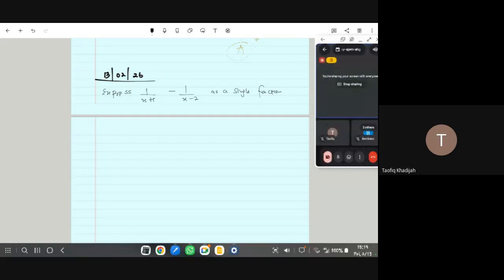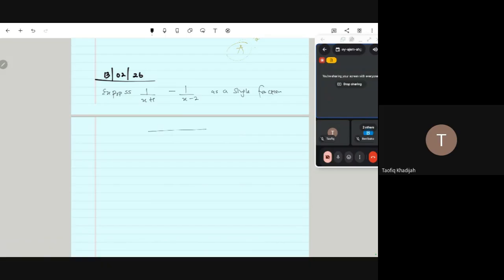Algebra is a combination of letters and numbers. So when we have a number and a letter together, that letter would probably have a value. It depends. But in this case, the question is very simple. We are asked to express 1 over x plus 1 minus 1 over x minus 2 as a single fraction. So the first thing we do is to find the LCM.